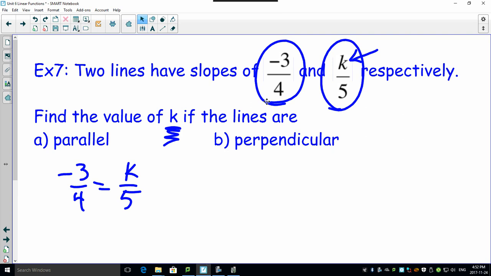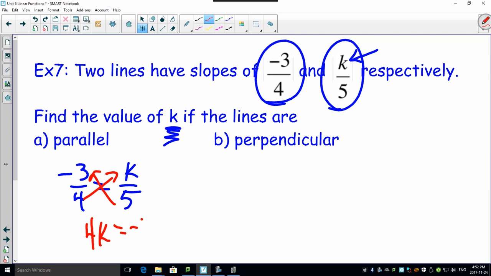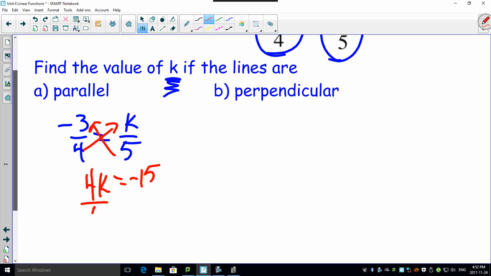Well, then this is easy. This means just, yep, straight out cross multiply, and you get beautiful things here. You get 4k equals 5 times -3, which is -15. Then, if you divide this out by 4, k equals -15 over 4.